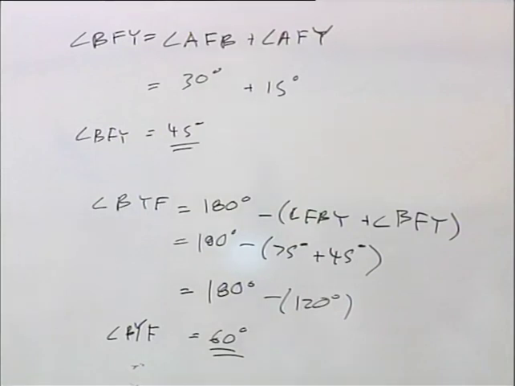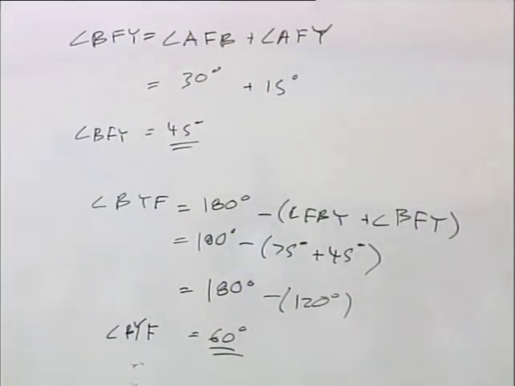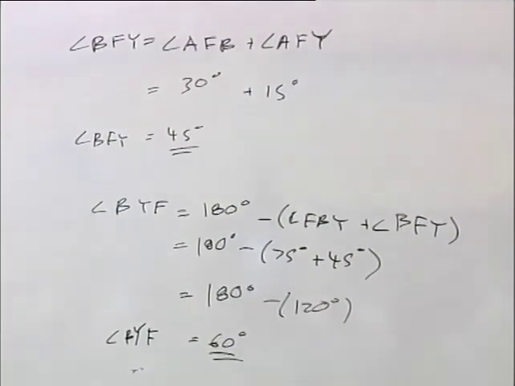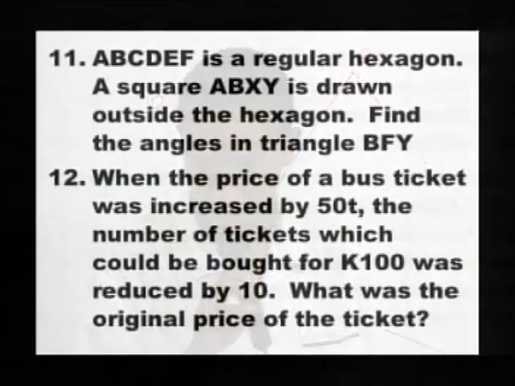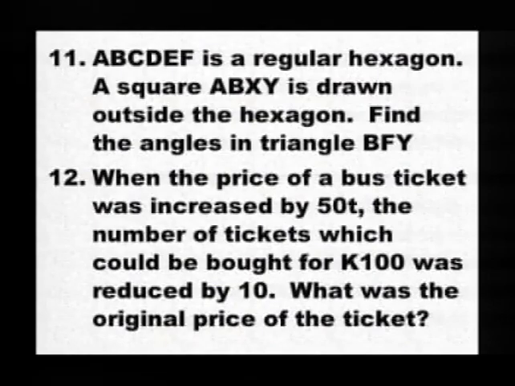Okay, let him continue. The question reads, ABCDEF is a regular hexagon. A square ABXY is drawn outside the hexagon. Find the angles in triangle BFY.